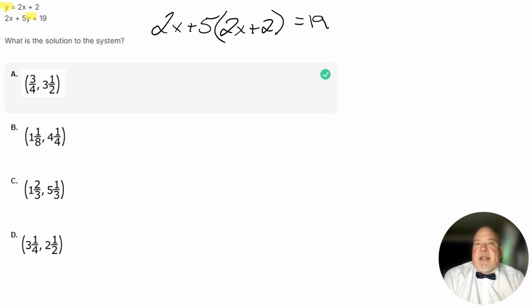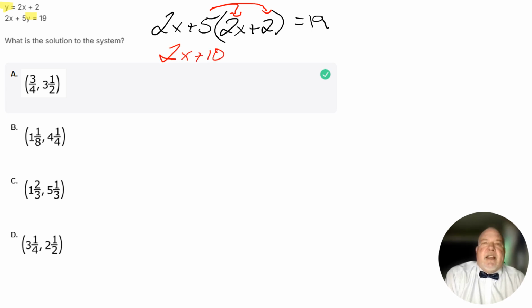Now this is good because now I have an equation that only has one variable. And we can solve an equation with one variable. So that's what we're going to do, is we're going to now solve this. The first step in solving this equation is to distribute. So anytime you have something being multiplied times parentheses and there's more than one thing inside, we distribute. So we're going to multiply 2x and 2 by 5. And so that's going to give us 2x plus 10x plus 10 equals 19.